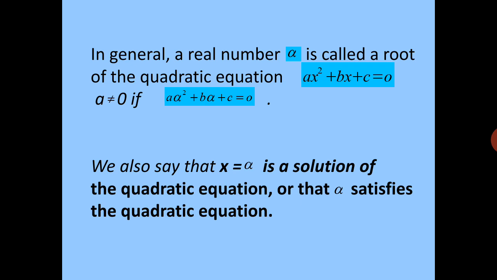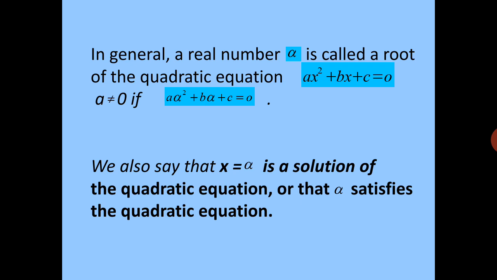Let's read out a little bit about quadratic equations and then we'll proceed with the factorization method. In general, a real number alpha is called a root of quadratic equation ax square plus bx plus c equal to 0, a not equal to 0, if a alpha square plus b alpha plus c equal to 0. So the number alpha, when substituted in the given equation, gives the answer equal to 0, that alpha will be known as its root.